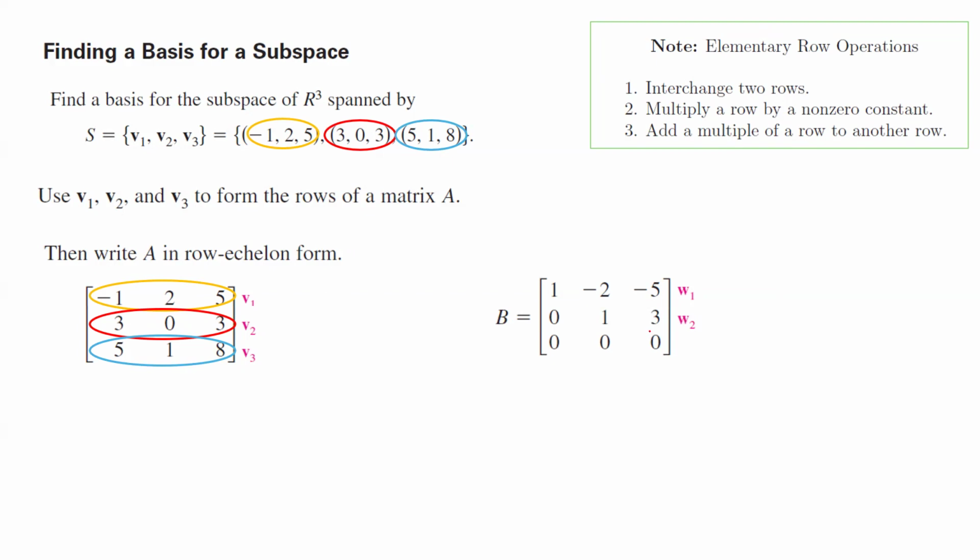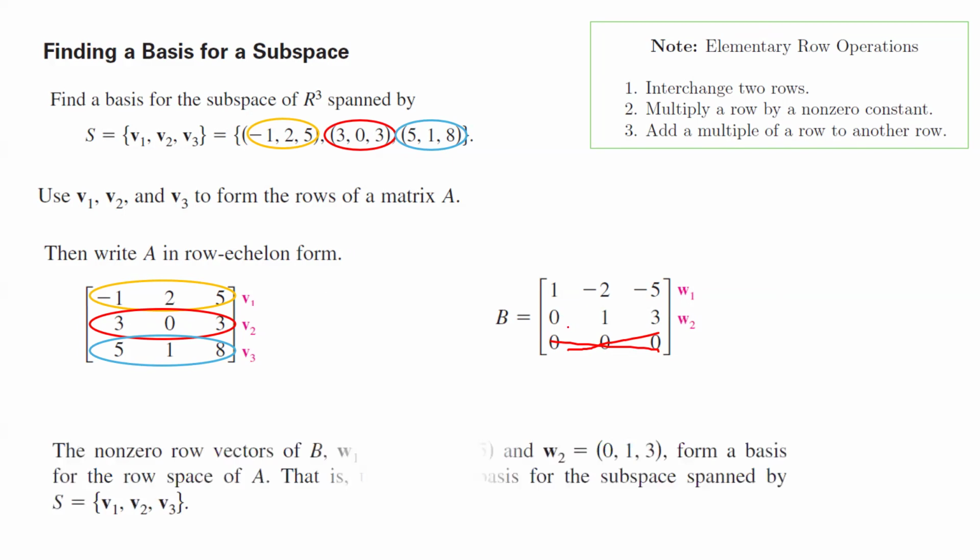So basically we have a 0 row, which we are not interested in. We're only interested in having non-zero vectors, non-zero rows. The non-zero row vectors of B are W1, W2, which are these 2 vectors. They form a basis for the row space of matrix A. That is, they form a basis for the subspace spanned by these 3 vectors.